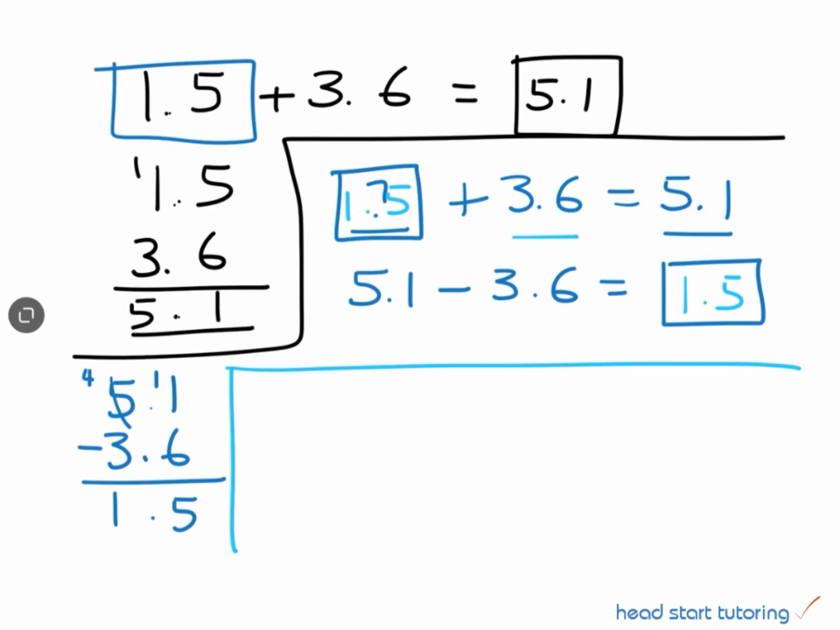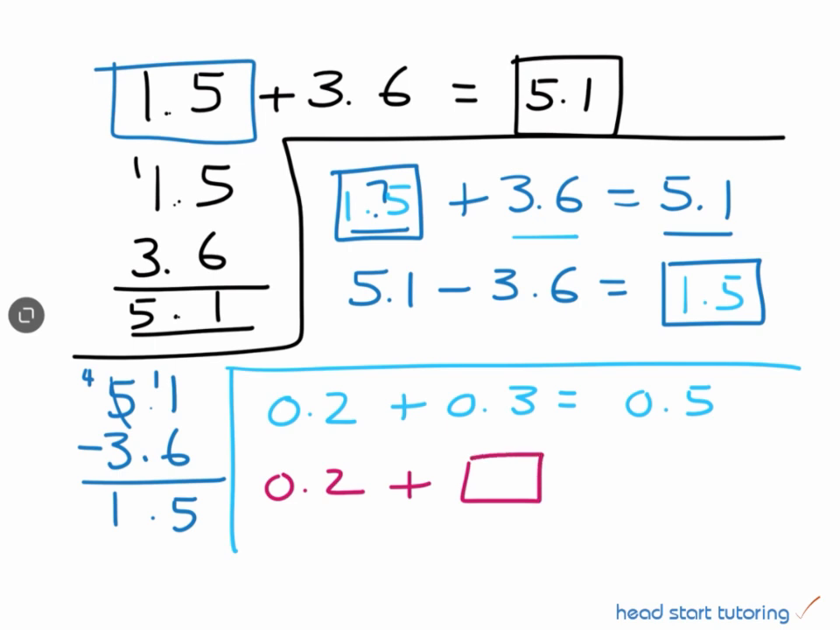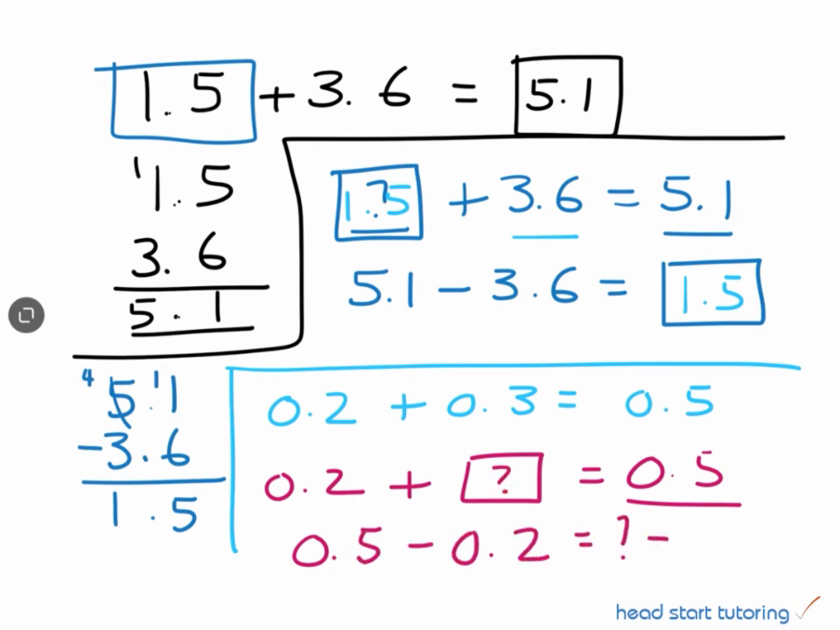If we have a look at another example, 0.2 plus 0.3, that gives us an answer of 0.5. If for some reason we are not sure what we need to add to 0.2 to get an answer of 0.5, we can just say, okay, 0.5 minus 0.2, and that should give us our question mark, which will be equal to 0.3.